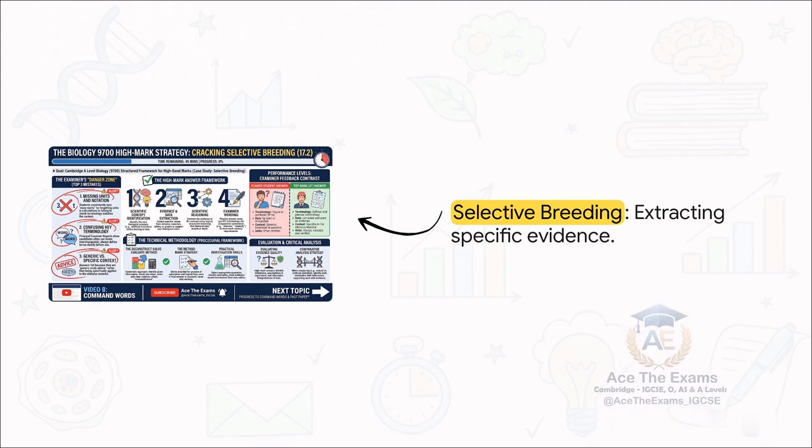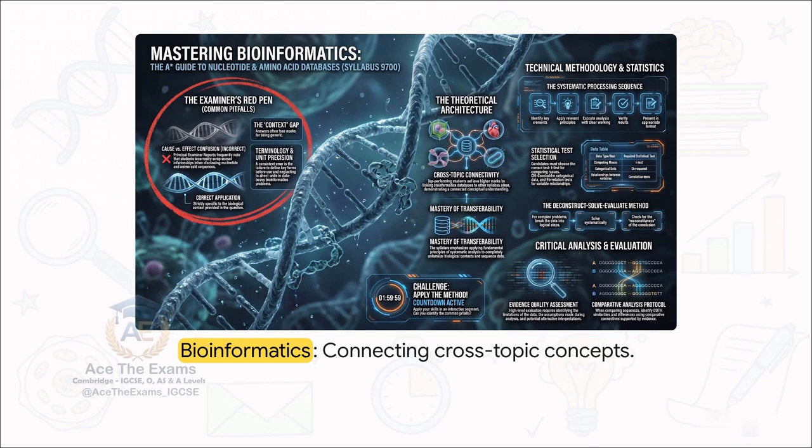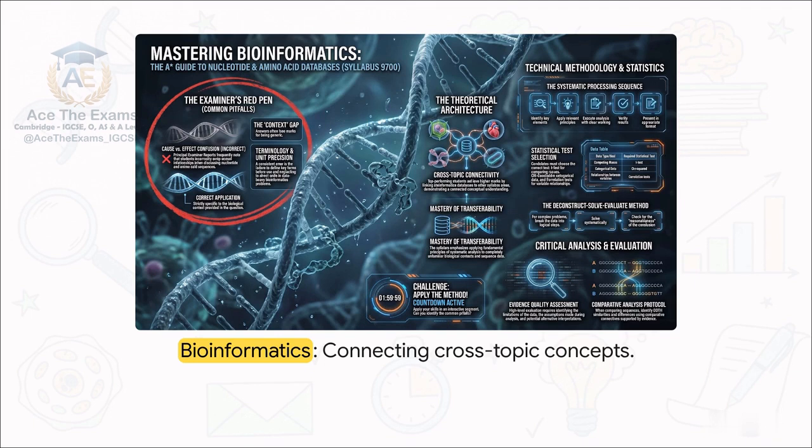Do not ignore it. Finally, let's look at this incredibly detailed slide on bioinformatics, which perfectly demonstrates the ultimate A-star strategy: the power of cross-topic connectivity. See, bioinformatics isn't just some standalone topic about computers. It's about massive databases of nucleotide and amino acid sequences. The highest-scoring students know how to link this data-heavy topic to completely different syllabus areas, like protein synthesis, genetics, and even evolution. Showing the examiner that you can connect these databases to broader biological principles is a proven method for demonstrating deep conceptual understanding.